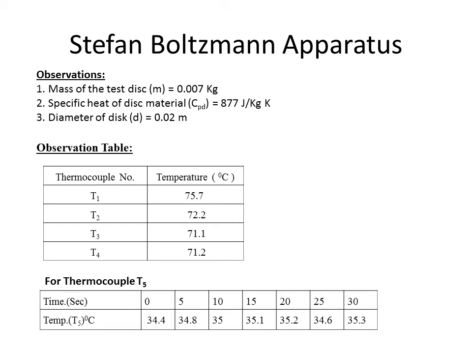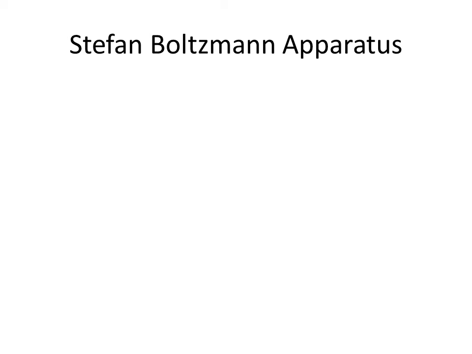At 0 second, temperature reading is 34.4 degrees Celsius. For 5th second, temperature reading is 34.8 degrees Celsius. At 10 second, reading is 35 degrees Celsius. At 15 second, reading is 35.1 degrees Celsius. At 20 second, temperature reading is 35.2 degrees Celsius. At 25 second, temperature reading is 34.6 degrees Celsius, and at 30 second, temperature reading is 35.3 degrees Celsius.